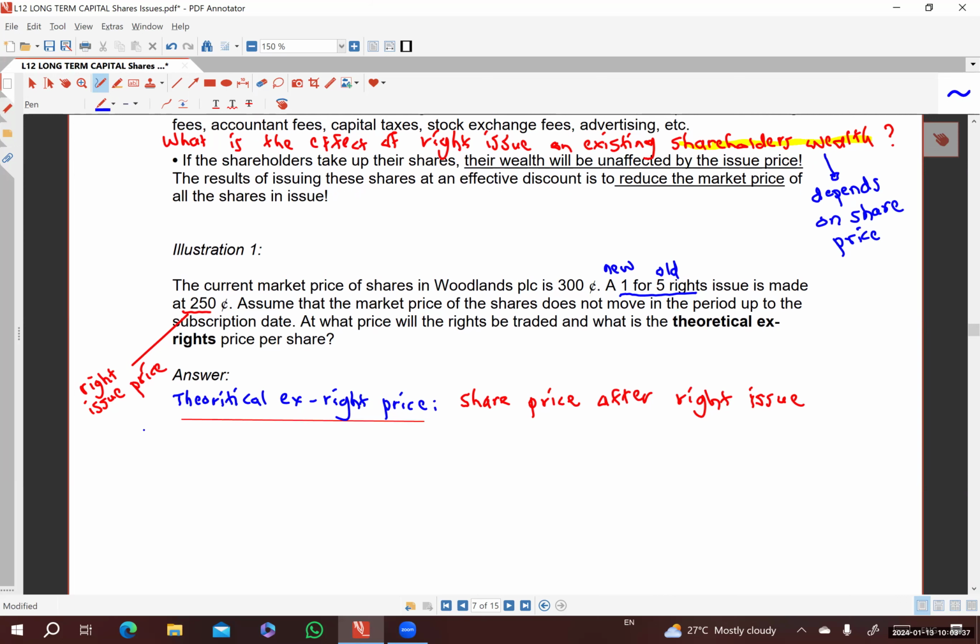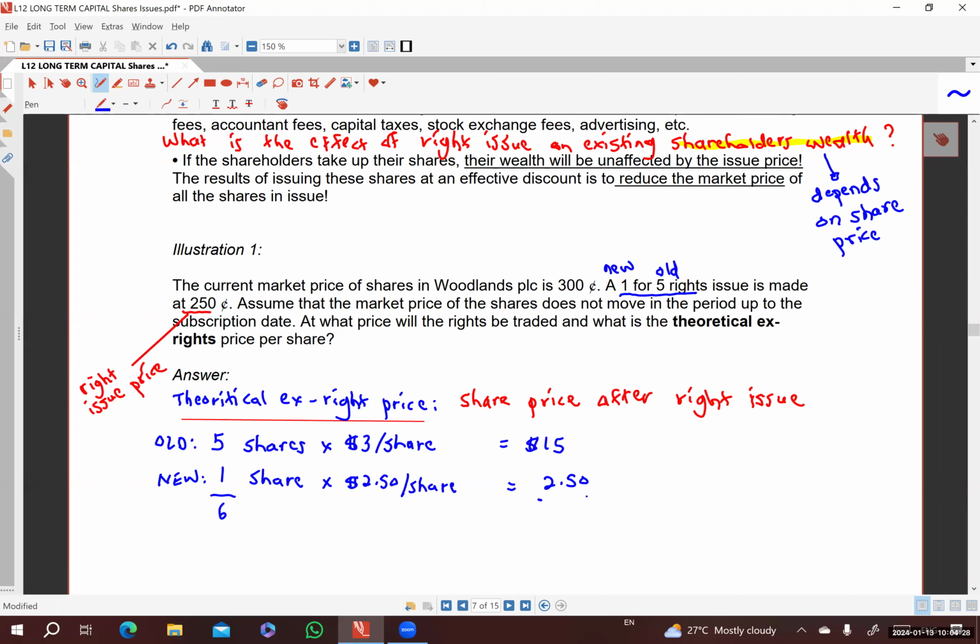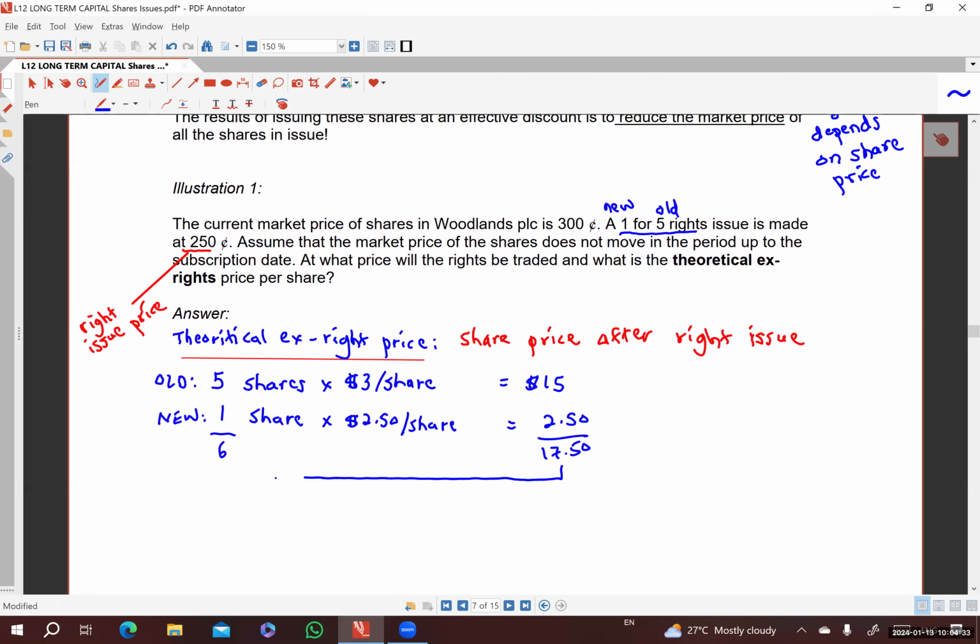Now, that's how we find the ex-rights price. Old, new. 5 old shares, we get 1 new. The share price now is $3, so that is 15. The new share issue price is $2.50, so that is 2.5. After the rights issue, 5 plus 1 is 6 shares. Here is 17.5. So 17.5 for 6 units. Every unit is 17.5 divided by 6, which is $2.92. This is the ex-rights price.